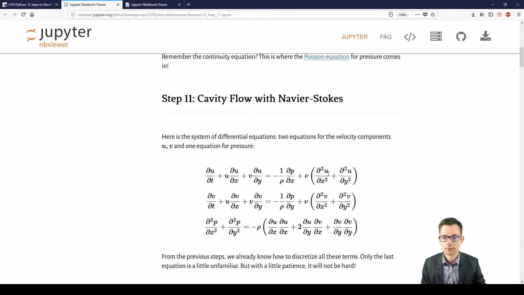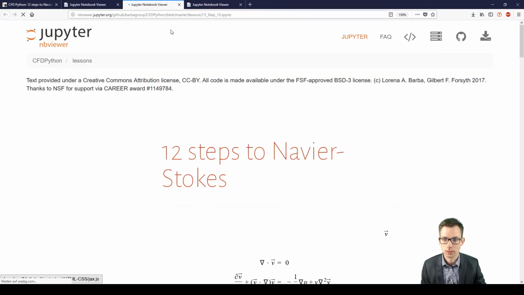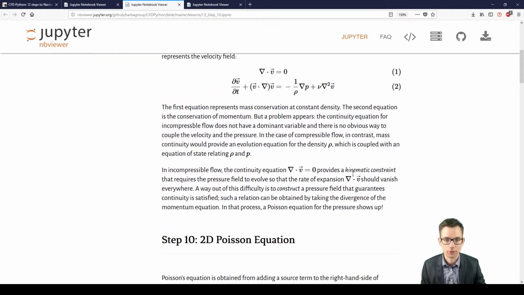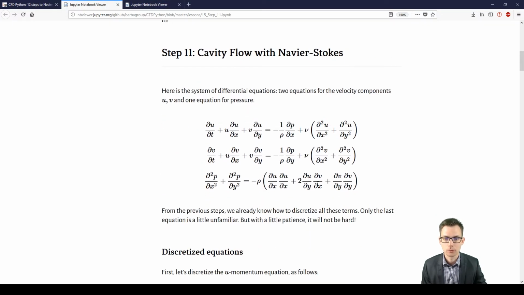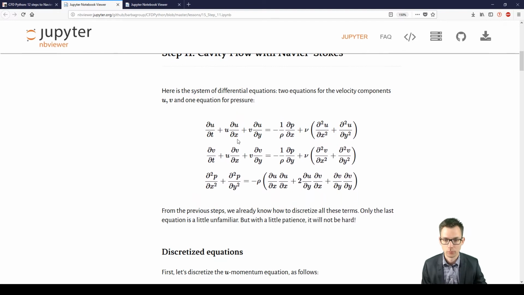And then we have to get a relationship between the pressure and the velocity. As already discussed in the last step, which was the Poisson equation, it's not so easy for an incompressible flow to get a relation between the pressure and the velocity, and you do that with this Poisson equation, and that's done right over here. So we have those three equations. We have now to discretize and then to solve for each corresponding value.